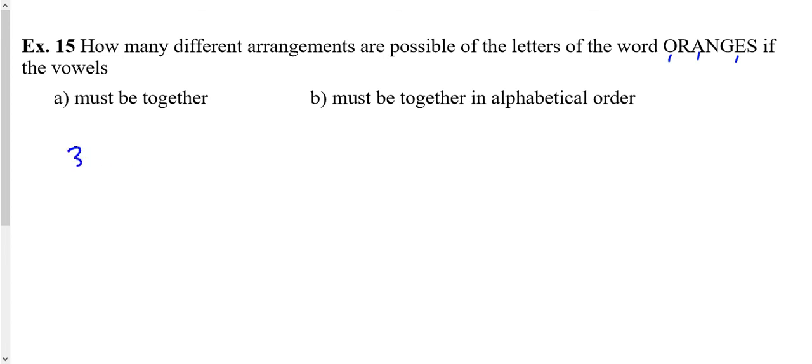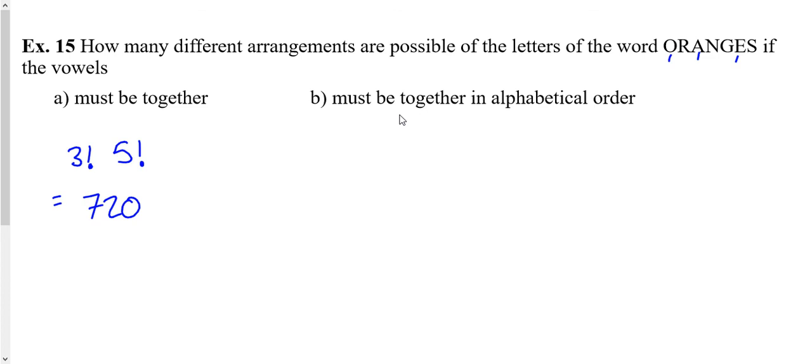So I'm going to go 3 factorial. How many positions can they be in? Well, how many letters do we have left over? I have 1, 2, 3, 4 letters. So that means I have 5 positions that they could have been in. So here, 3 factorial times 5 factorial, this is 720. With the O, A, and E in any order.